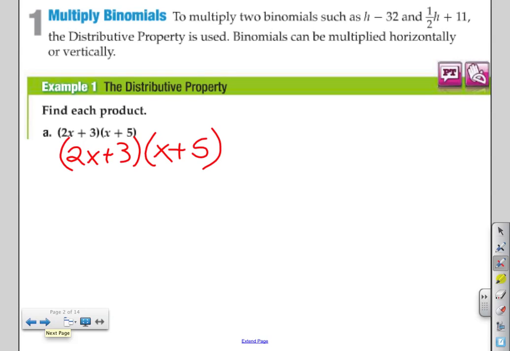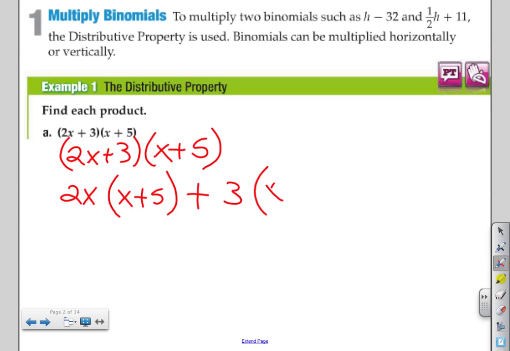I know it's right there in front of me, but just by writing it down, it gets in my brain what are all the parts of this fairly complex problem. We're going to take 2x and multiply it by x plus 5, and then we're going to take 3 and multiply it by x plus 5. So here we're using the distributive property. Then we come up with 2x squared plus 10x plus 3x plus 15.